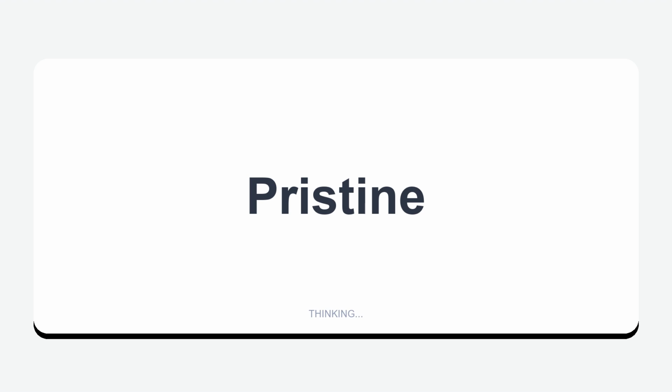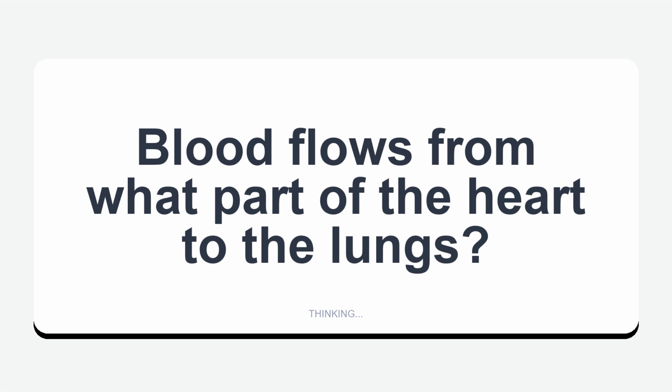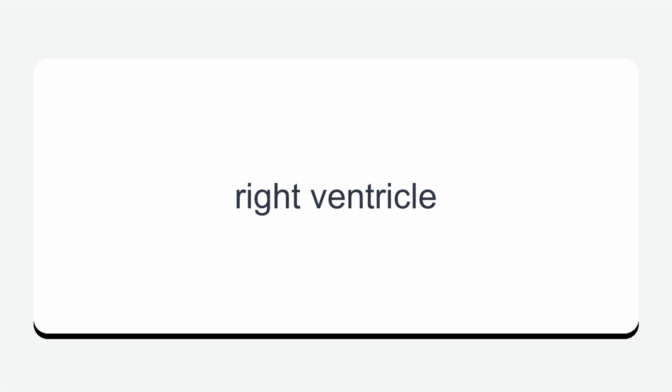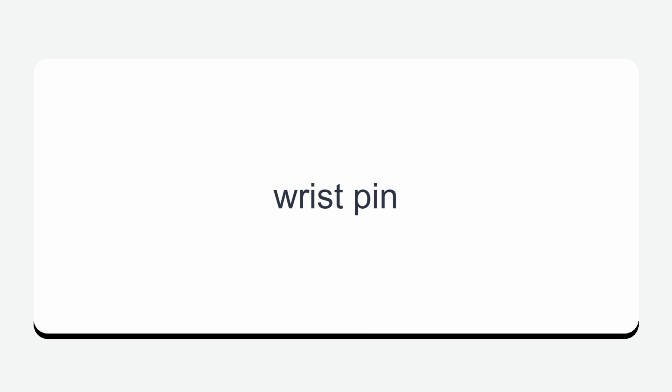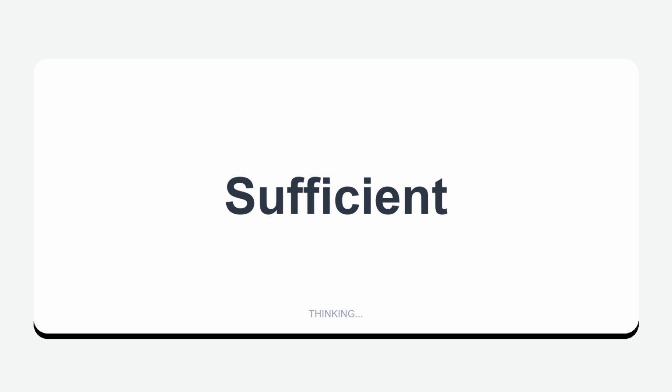Pristine. Pure. Blood flows from what part of the heart to the lungs? Right ventricle. In an internal combustion engine, the piston is connected to the connecting rod via the wrist pin. Sufficient. Adequate.